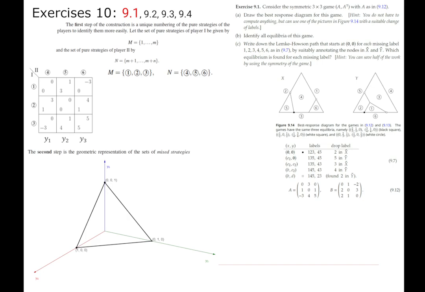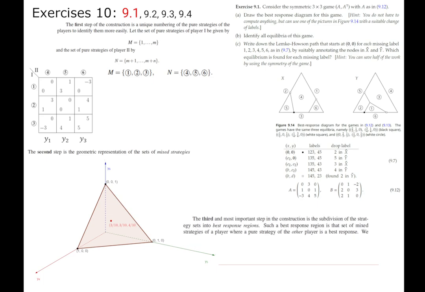triangle is the triangle of all possible mixed strategies, where the three-dimensional coordinates of each point on the triangle would give us a mixed strategy of player 2. So, for example, the point in the middle, or roughly in the middle of the triangle, would have coordinates 3 over 10, 3 over 10, and 4 over 10.